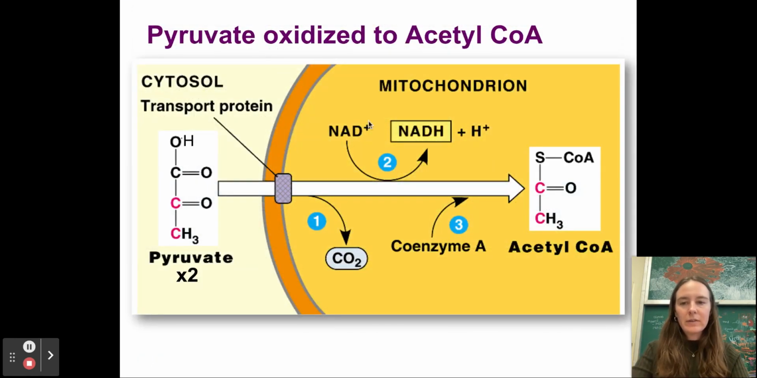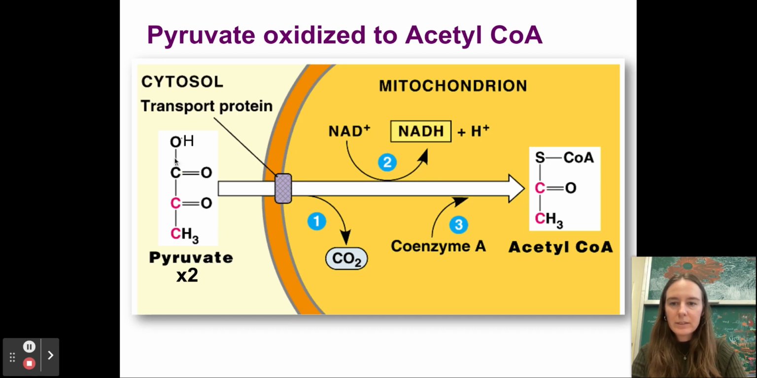Okay, here's another picture of it. So here's our cytosol. So we have our 2-pyruvate that came from glycolysis. We have a 3-carbon sugar. And remember, there's two of them. So we still have our 6 carbons from glucose. We're going to transport it into the mitochondria, past the mitochondrial membrane, and it's going to go into the matrix.